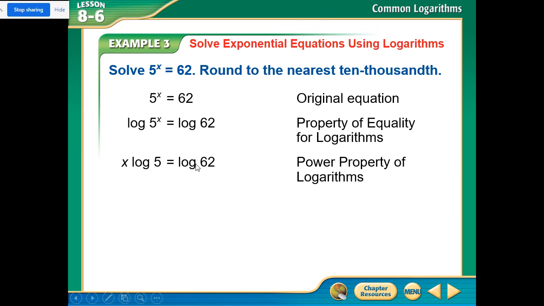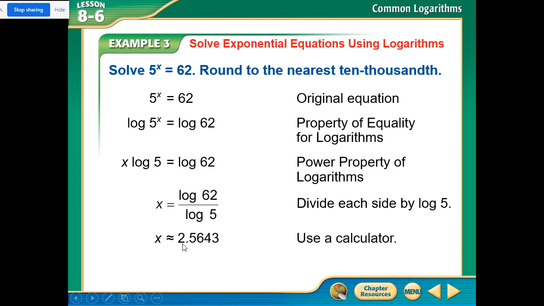Now these are both just numbers. You can type them into your calculator. If I do log 62, I'm going to get 1.79, and I could do log of 5, and I can get 0.6989. And those are just numbers. So even though it's a weird looking log of 5, I can just divide by the log of 5. So I'm going to do log of 62 divided by log of 5 in my calculator, and I get 2.5643. And that's my answer. Let's try another one.